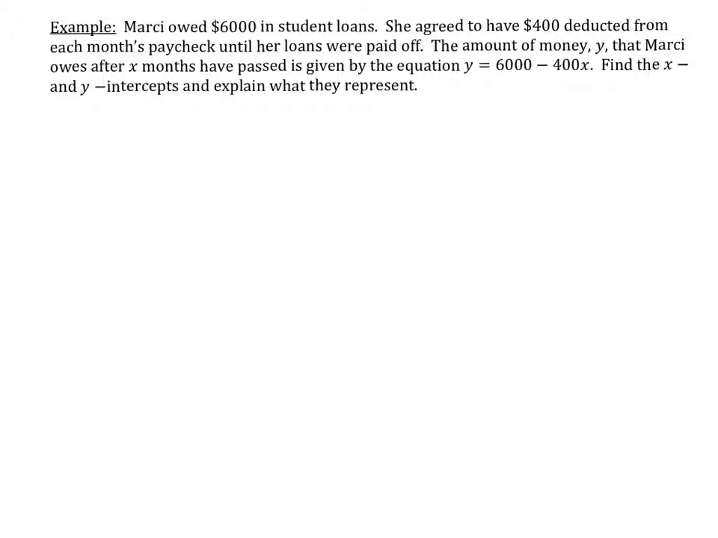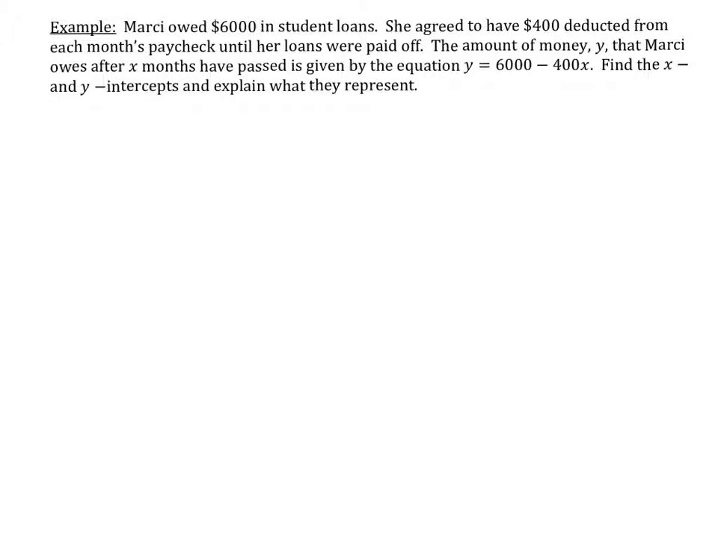The last thing I want to talk about is actually interpreting what the x and y intercepts mean in the context of a problem. All right, and in this example, it reads, Marcy owed $6,000 in student loans. She agreed to have $400 deducted from each month's paycheck until her loans were paid off. The amount of money, which is given by your variable y, that Marcy owes after x months have passed, is given by the equation y equals 6,000 minus 400x. We want to find the x and the y-intercepts and explain what they represent, all right?